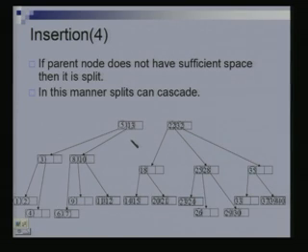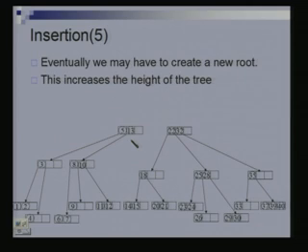There is nothing above, right. So, we will create a new root. Eventually we may have to create a new root, which is what is going to happen now. So, we create a new root, 13 goes up there, and these 2 become the children of this. If we create a new root, the height of the tree increases by 1.